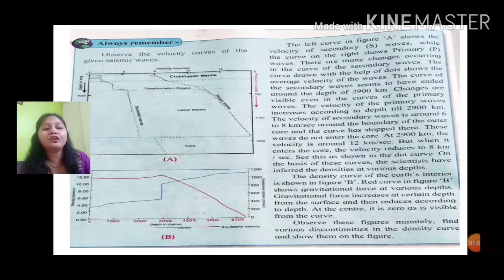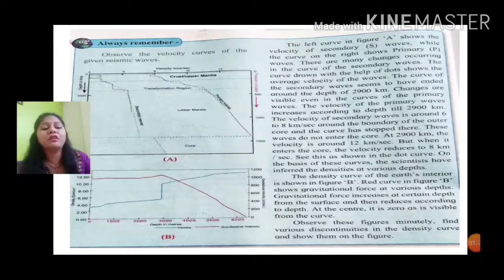The velocity of the primary wave increases with depth till 2900 kilometers, but the velocity of the secondary waves is around 6 to 8 kilometers per second around the borders of the outer core, and the curve stops there. These waves do not enter the core. The secondary waves do not enter the core. At 2900 kilometers the velocity is around 12 kilometers per second, but when it enters the core the velocity reduces to 8 kilometers per second, as shown in the dot curve.